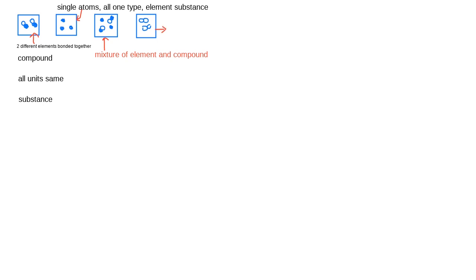And for this last one, a little bit different. We have two atoms bonded together, but they're the same. And so when you have the same two elements bonded together, that is a diatomic element. And so in that diatomic element, our sample is not a compound, it's an element. And both compounds and elements are pure substances. So that's kind of an overview.